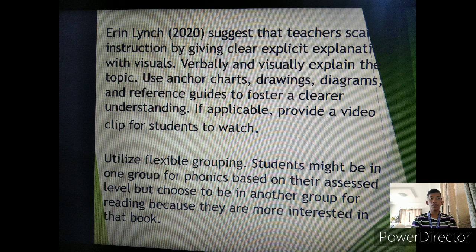Erin Lynch 2020 suggests that teachers scaffold instruction by giving clear, explicit explanations with visuals. Verbally and visually explain the topic. Use anchor charts, drawings, diagrams, and reference guides to foster a clearer understanding. If applicable, provide a video clip for students to watch. Utilize flexible grouping. Students might be in one group for phonics based on their skill level, but choose to be in another group for reading because they are more interested in that book.